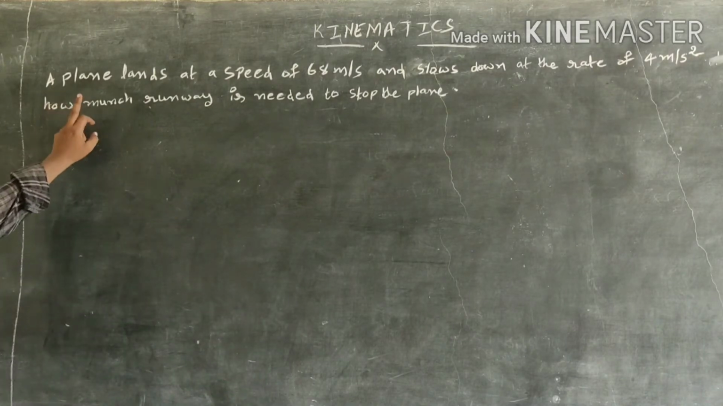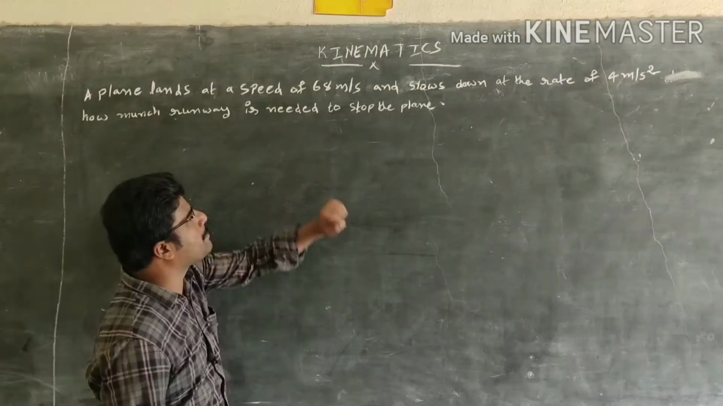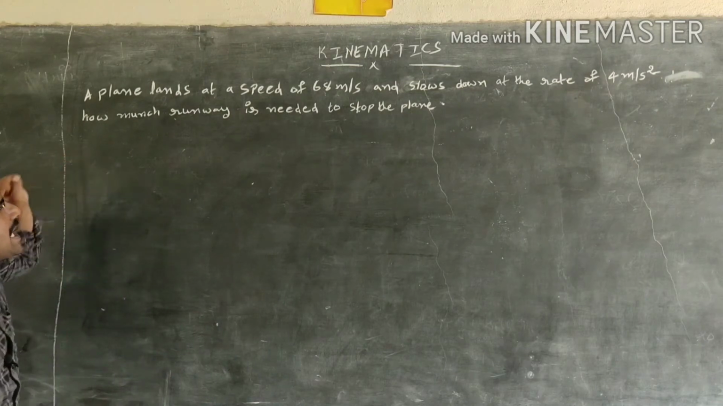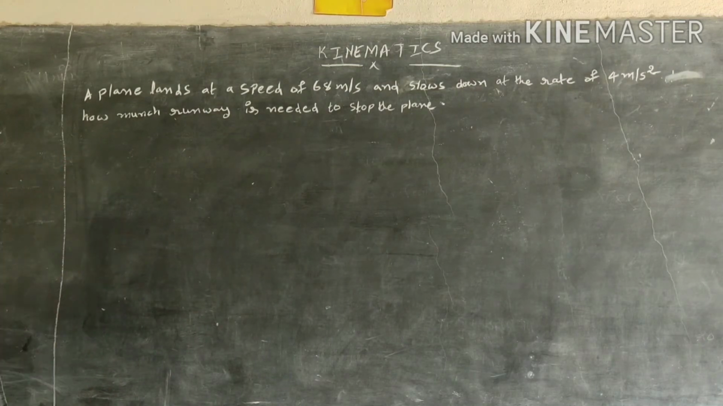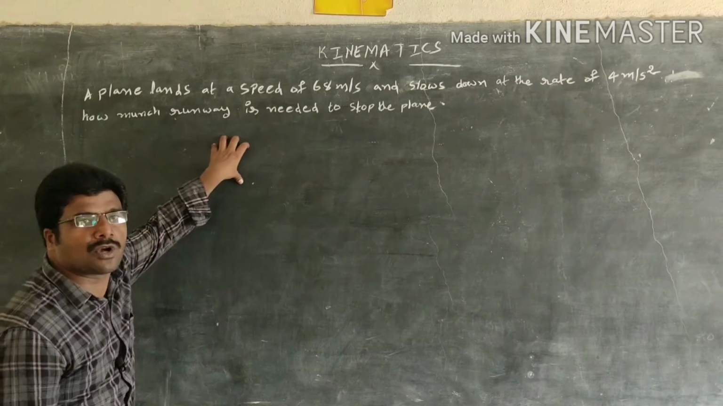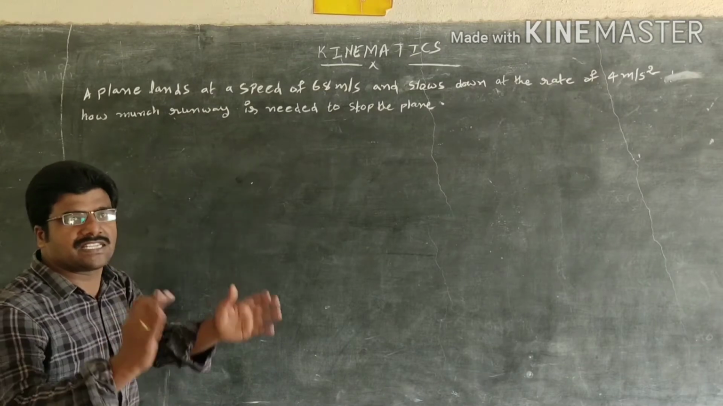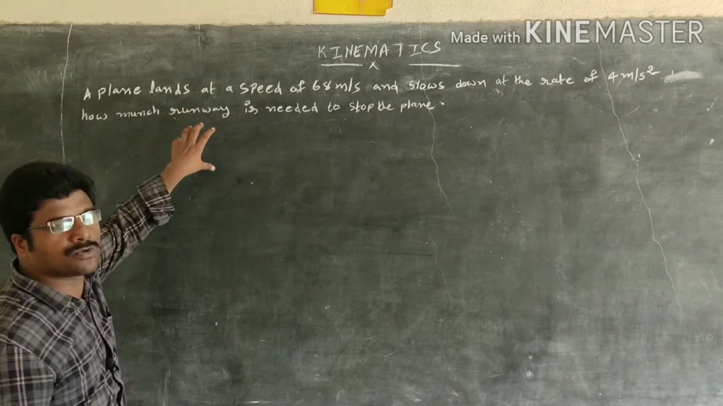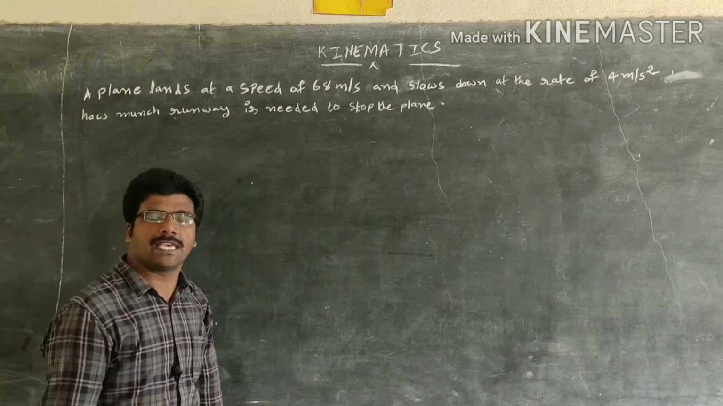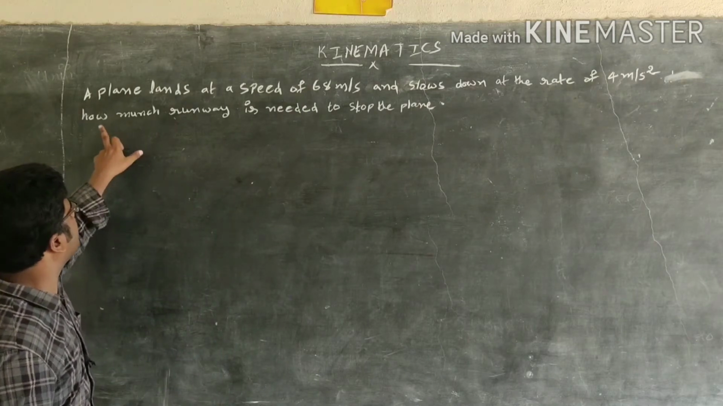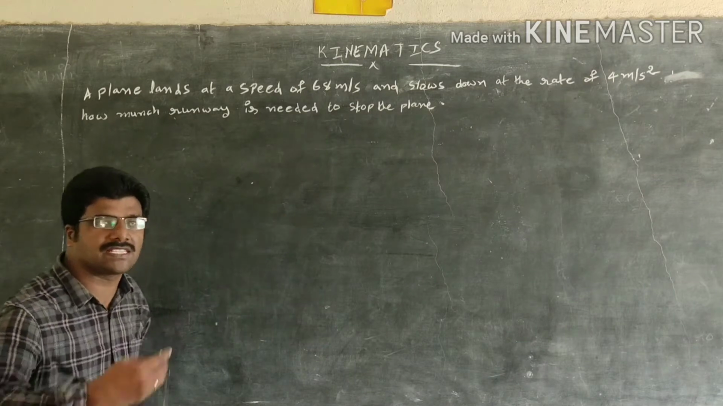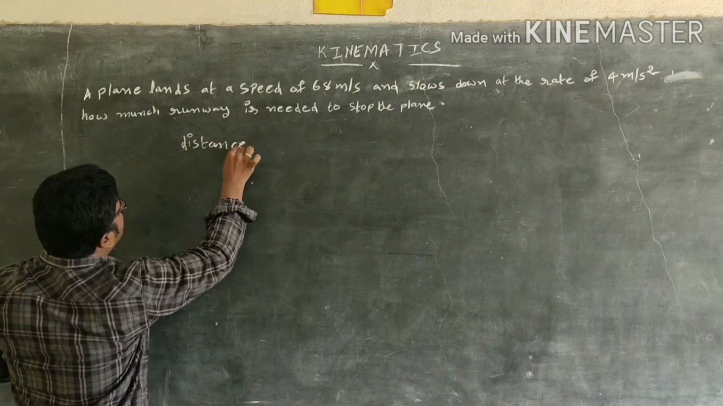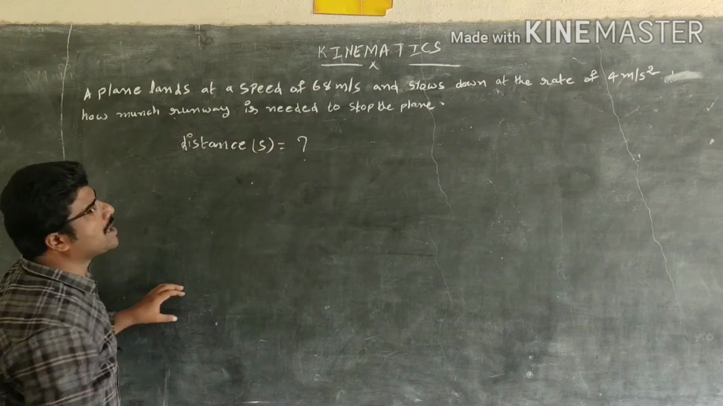A plane lands at a speed of 68 meters per second and slows down at the rate of 4 meters per second squared. How much runway is needed to stop the plane? This is the problem. Now we want to construct a small runway which is necessary, not a large runway that wastes land. We should not waste the land. So we are going to solve this problem by using kinematic equations. What we want to calculate is how much runway is needed. That means simply we want to calculate the distance. This is the factor we want to calculate.